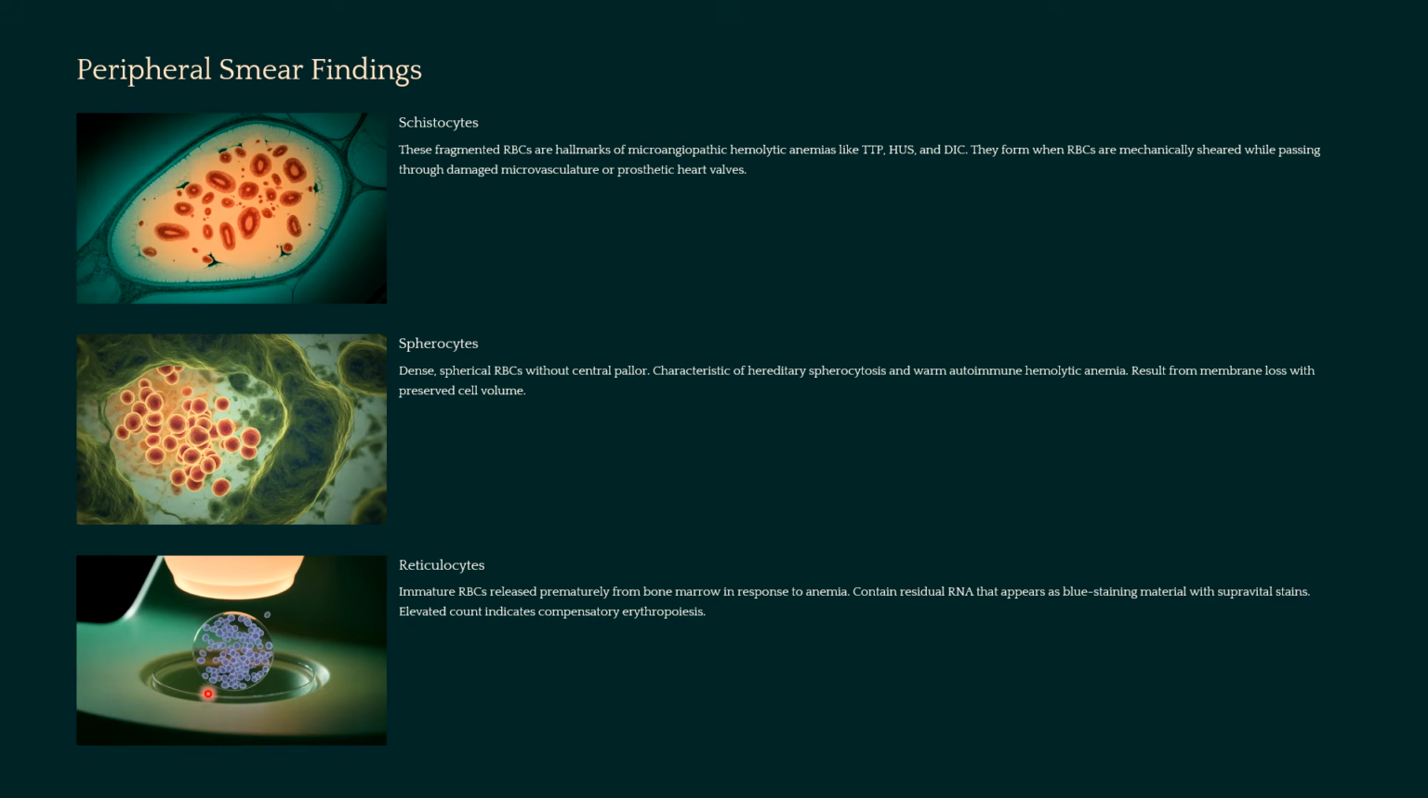Next, reticulocytes: immature RBCs released prematurely from the bone marrow in response to anemia. So, in the peripheral blood smear, we will find schistocytes, which are fragmented RBCs, spherocytes, which are rounded RBCs, and reticulocytes, which are immature RBCs.